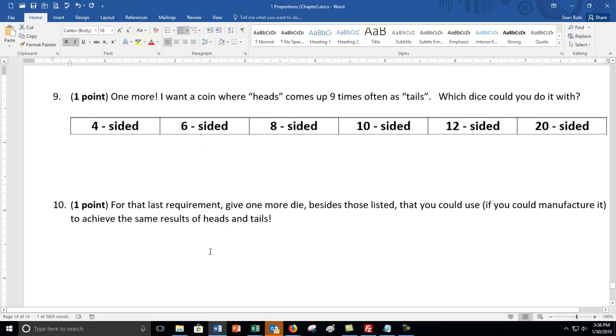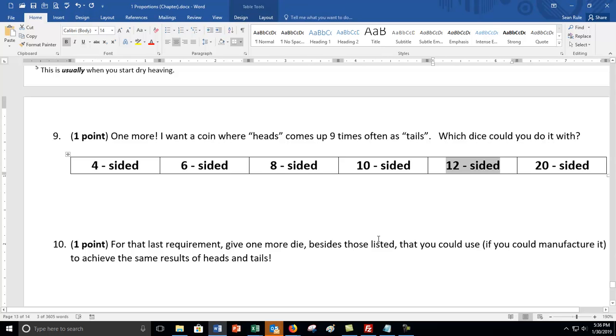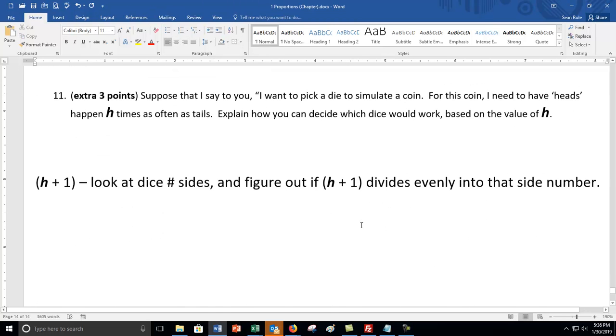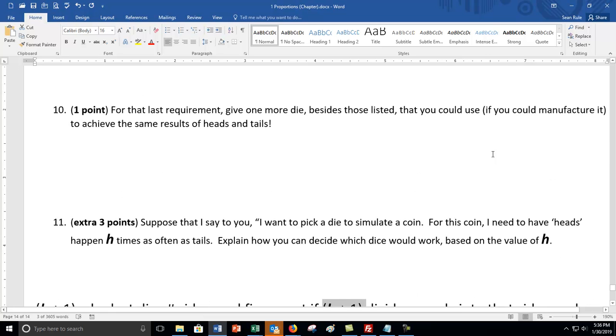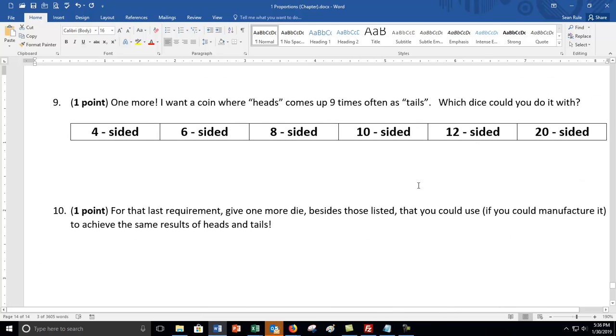Suppose you wanted heads to show up 11 times as often as tails. 11 plus 1 is 12. The only one it works for is that puppy dog right there. Suppose you wanted heads to show up 1 time as often. That's a stupid one. That's a coin. But that's the formula. Check H plus 1, divide H plus 1 into the numbers of sides. Anything that doesn't get a remainder, you're done.